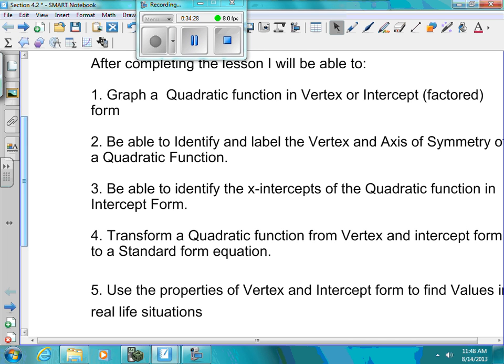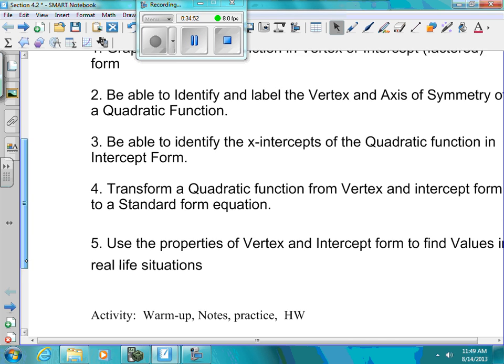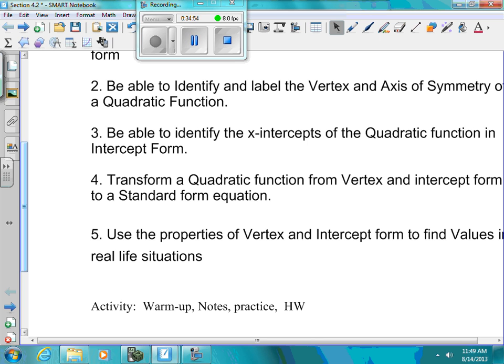We should be able to identify the vertex and axis of symmetry of all the forms now, including standard form we learned yesterday, but now in addition to that, vertex and intercept form. We found the x-intercepts of a quadratic function in intercept form. I showed you that. That's the p and the q values. So when we have intercept form, it makes it real easy to find the x-intercepts. And we transform the vertex and intercept forms into standard form equation.